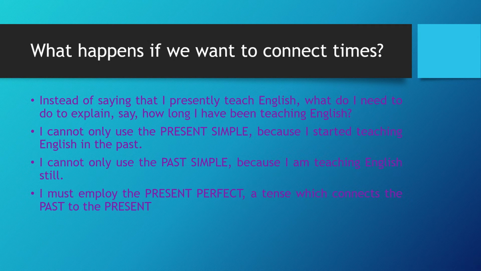What happens if we want to connect two different times? Instead of saying that I presently teach English, what do I need to do to explain, for example, how long I've been teaching English? I can't only use the present simple because I started teaching English in the past. And I can't only use the past simple because I'm teaching English still. I use the present perfect, a tense which connects the past to the present.